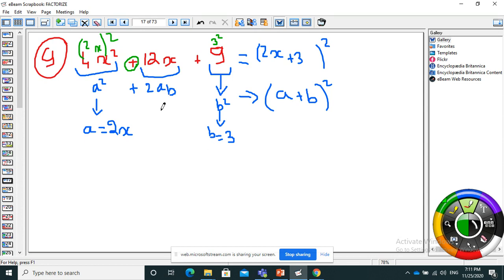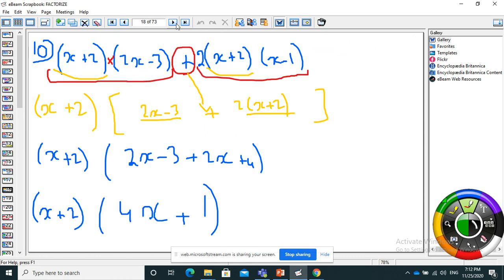How do we factorize it? A plus b squared. Also, I can write it this way: 2x plus 3 times 2x plus 3. This is the factorized form of this one. Let's see if I still have another example.